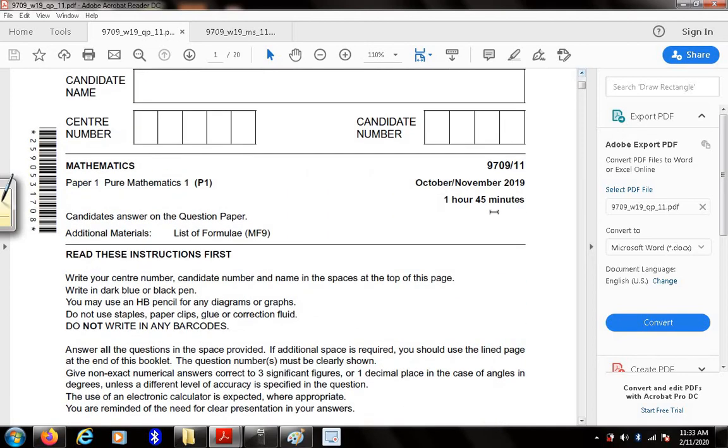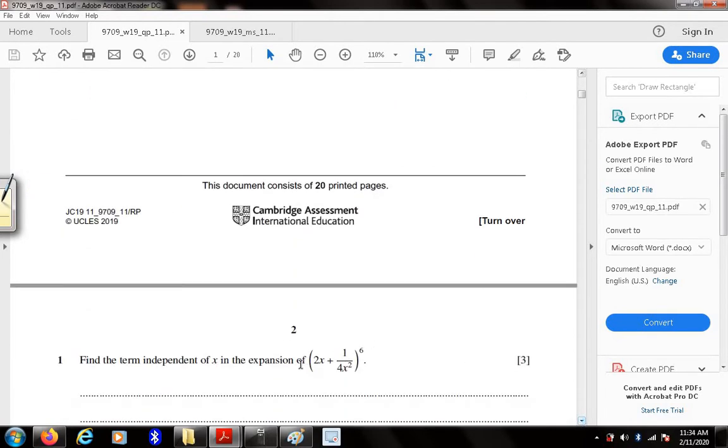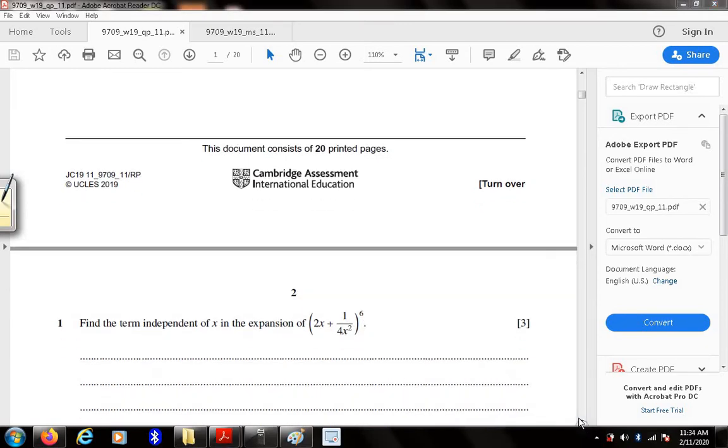It's October-November 2019, paper 1, pure mathematics, and we're just going to focus on the first question for now, which reads: find the term independent of x in the expansion of (2x + 1/(4x^2))^6.